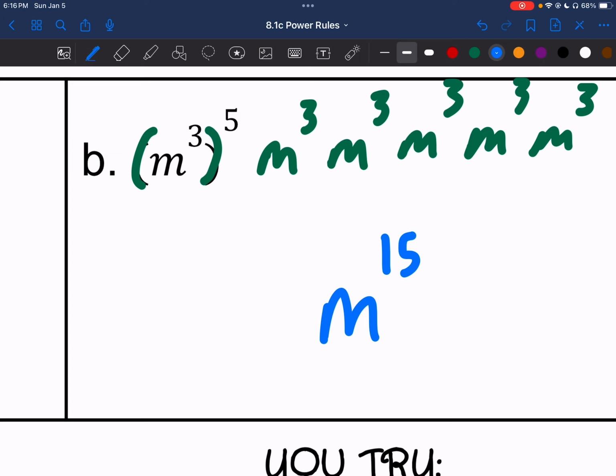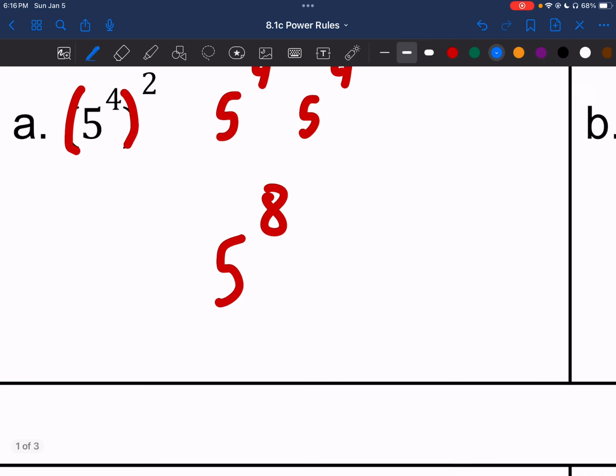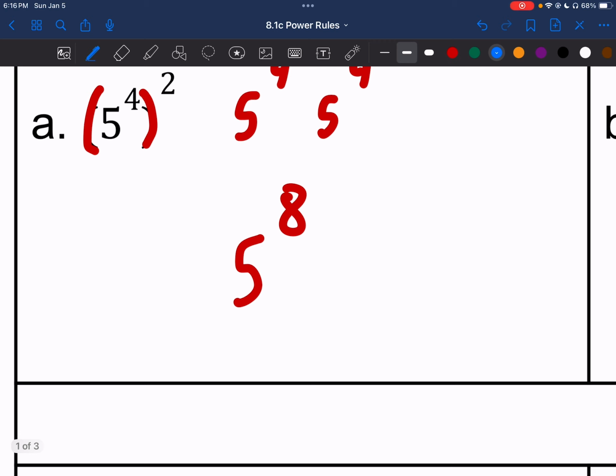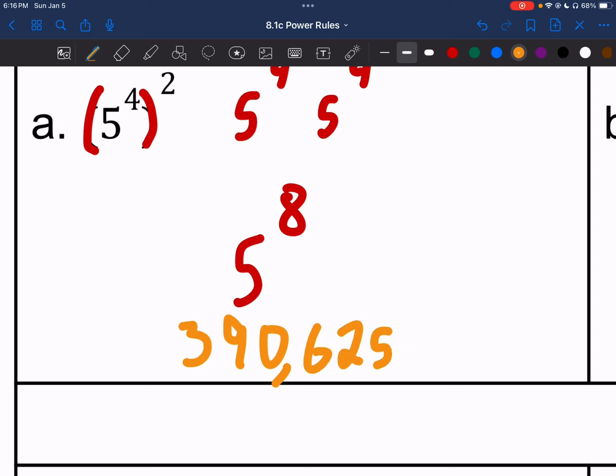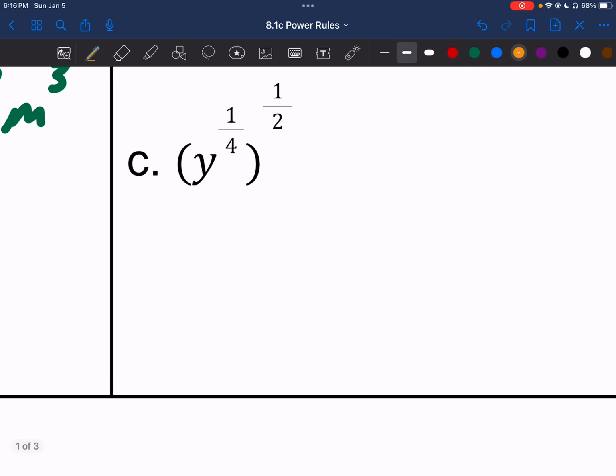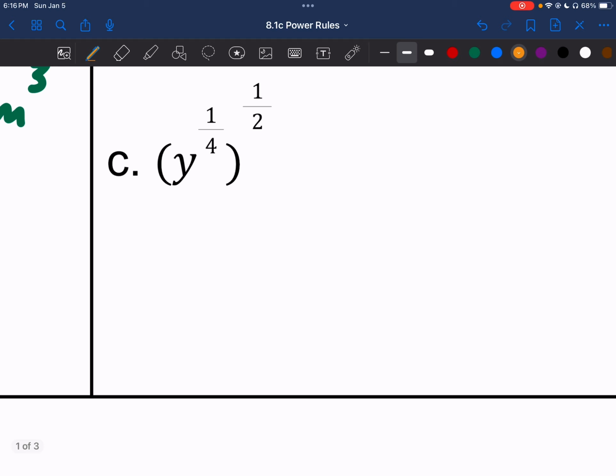All right, let's go back one, and let's finish simplifying letter A here. So we have 5 to the 8th power. Go ahead and type that into your calculator, and you're going to get the simplified value is 390,625.